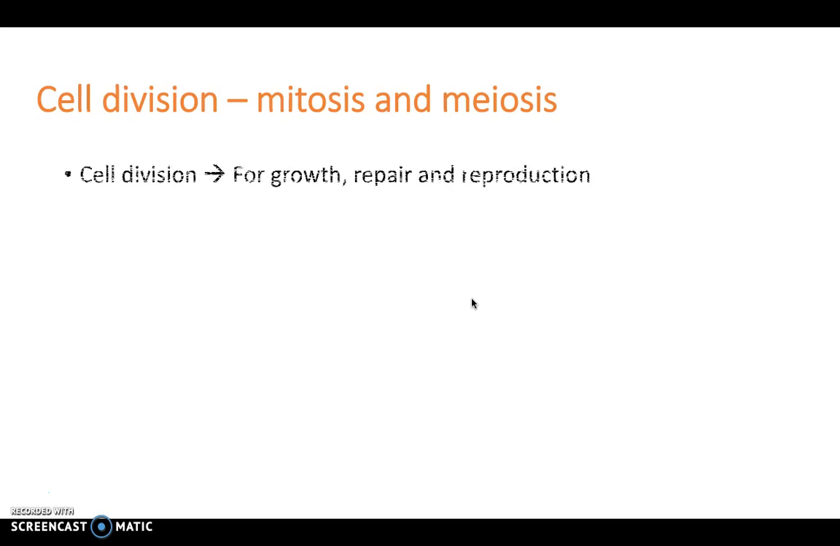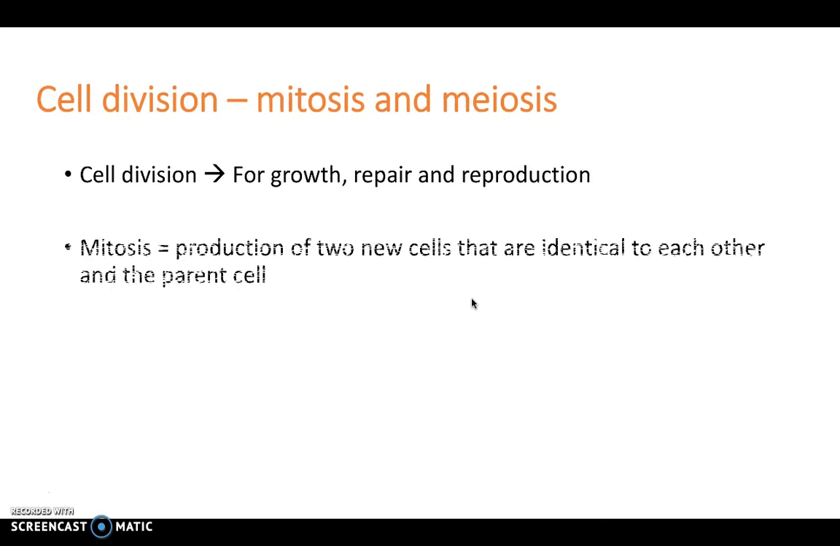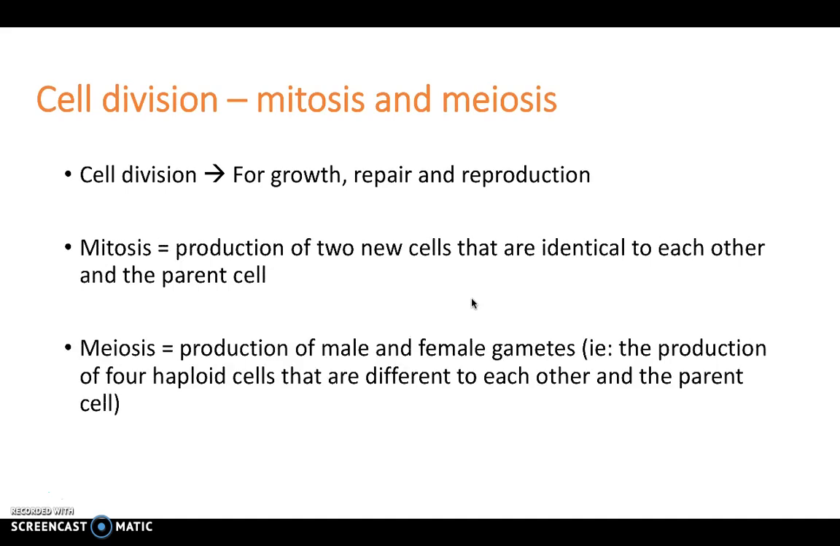It's important to understand why cells divide, and it's for growth, repair and reproduction. And there are two main types of cell division to be aware of. So first we have mitosis, and this is the production of two new cells that are identical to each other and the parent cell. So they're pretty much replicas of the parent. On the other hand, you have meiosis, and this is production of male and female gametes, so the production of four haploid cells that are very different from each other and the parent cell.